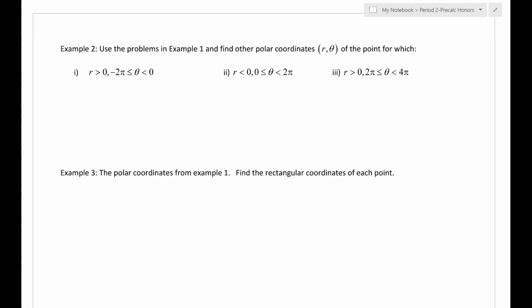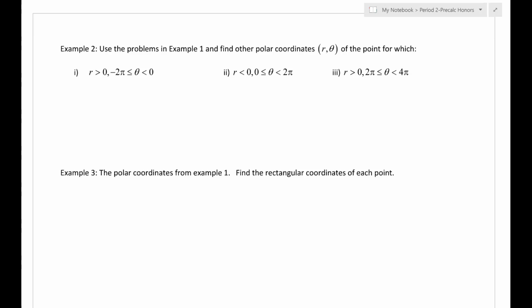All right, guys, so example 2 says use the problems in example 1 and find other polar coordinates, which is always denoted as radius, comma, theta, which is an angle, of the point for which. So we got 1i, 2i, and 3i's, and these are different conditions for our example 2. Okay, now, so 1i says all of the points in example 1.